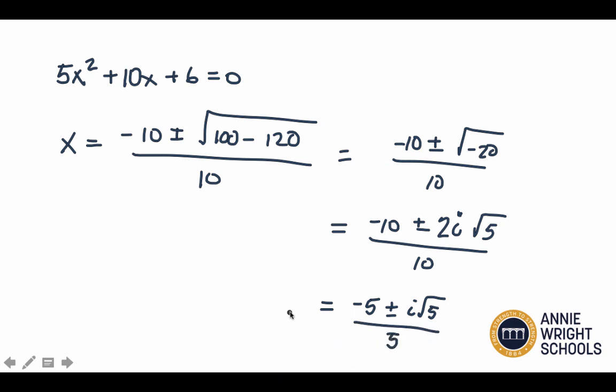Good? Check my math there. I went quickly. I could have made a mistake. So I think I did it right. So another way to write this is negative 1 plus or minus i root 5 over 5. But I kind of prefer this way, but it doesn't really matter. You wouldn't lose points for this.